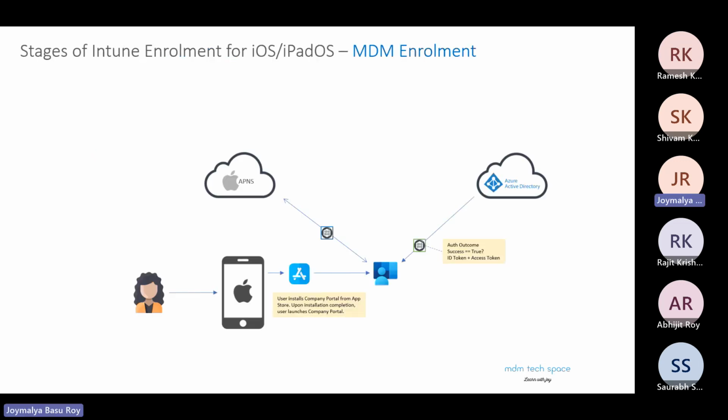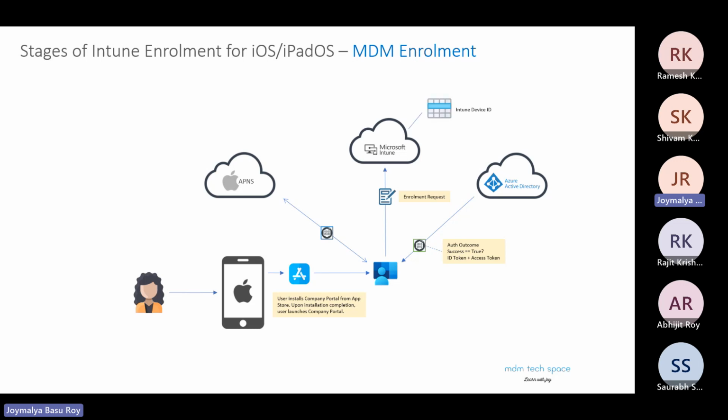So the company portal now has the ID token, access token, and it also has the APNS token. So the next thing that for an iOS device it does is it goes for the MDM enrollment. For Android and normal Windows Azure AD enrollment, it will go for the Azure AD device registration service. That's the difference. But we are talking about iOS. So we will see company portal will then initiate an enrollment request with Microsoft Intune.